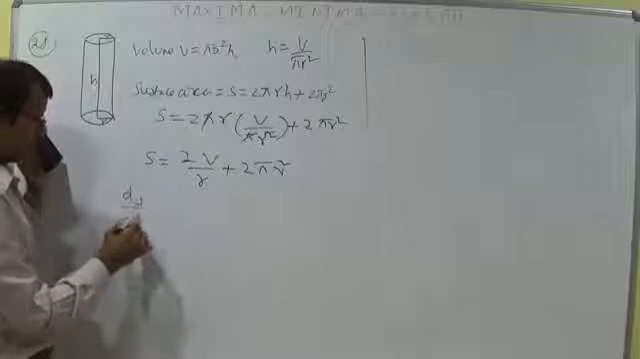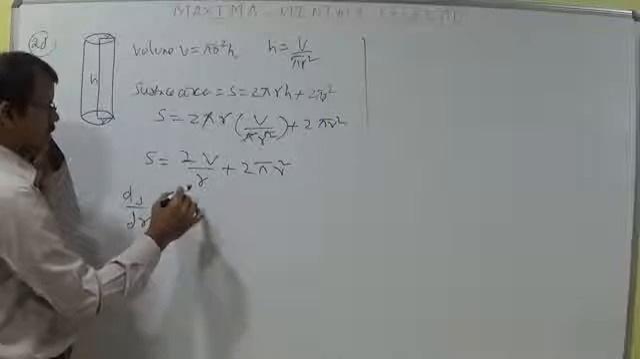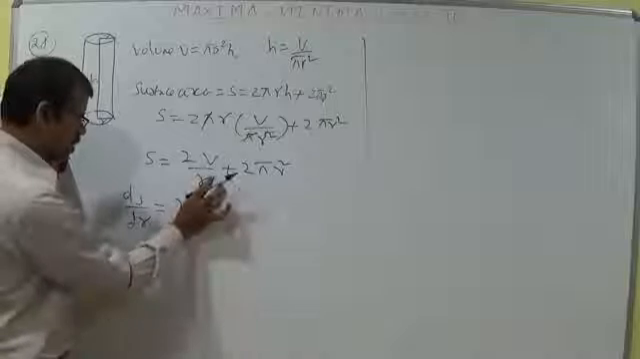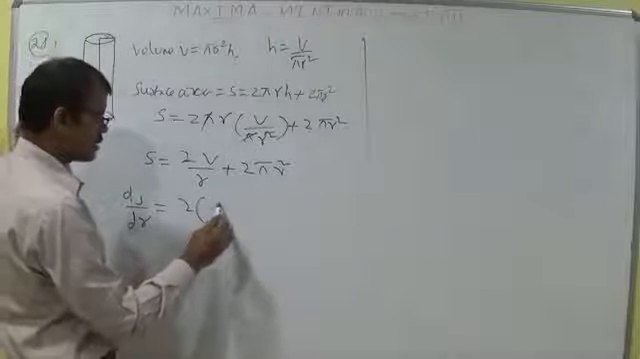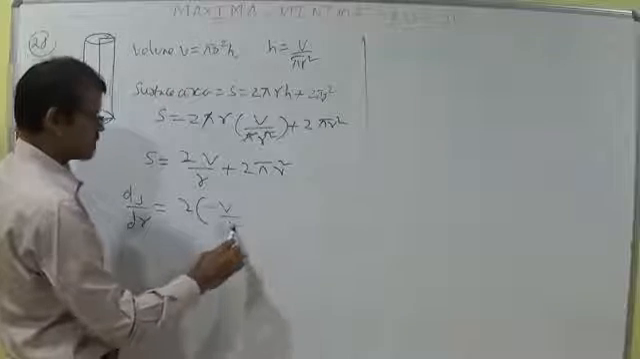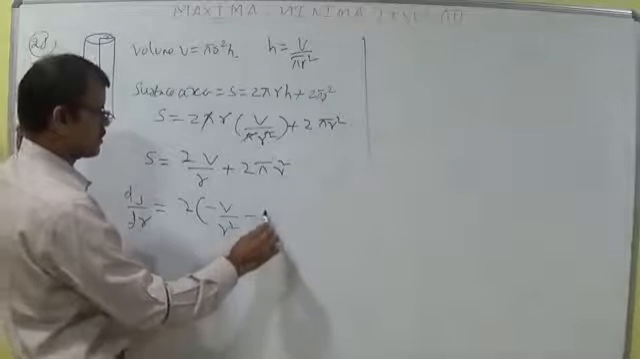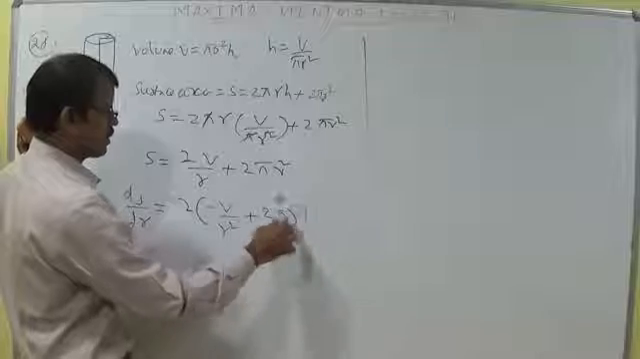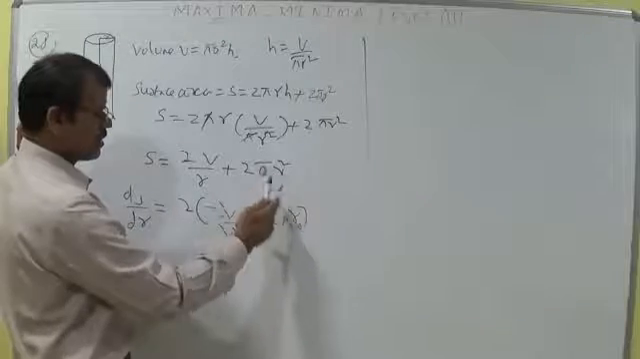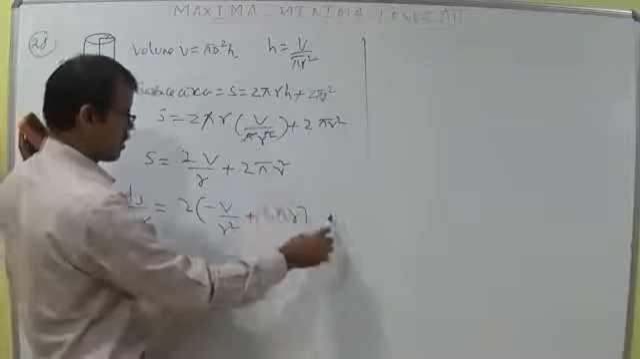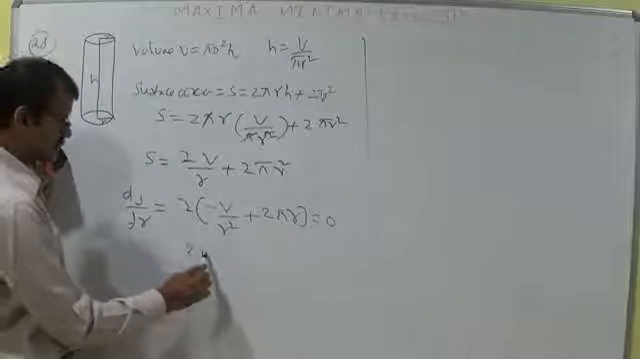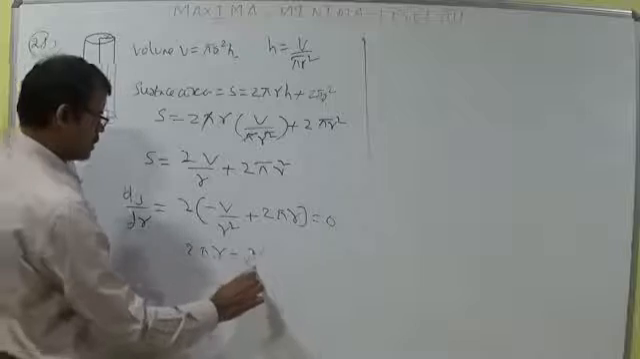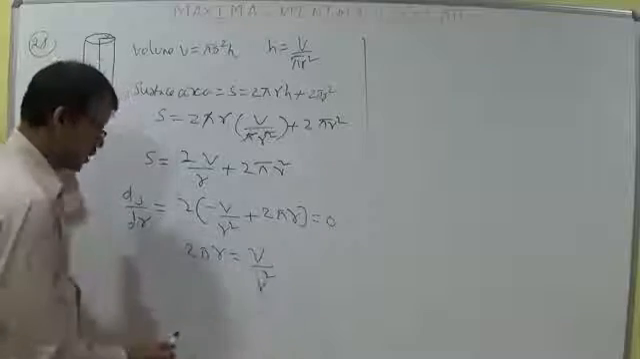Now I am writing ds by dr. By taking common, ds by dr, here 2 into 1 by r derivative minus 1 by r square, minus v by r square plus 2 pi r, you write here by 2 taking common, derivative of r square to 2r. Now you can write here 2 pi r is equal to v by r square.